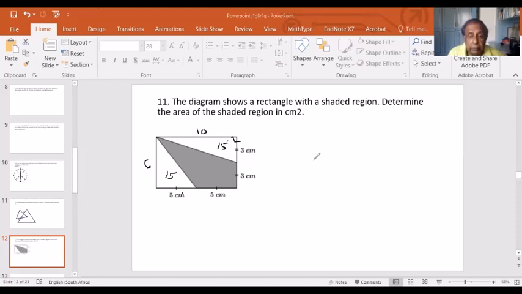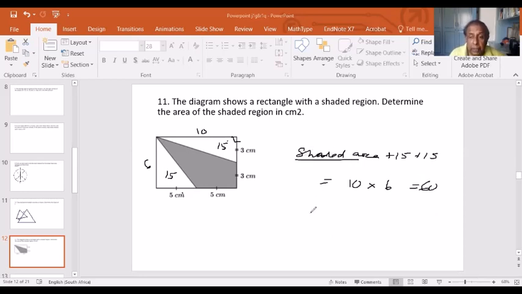The shaded area, which we're trying to calculate, when you add it to those two other areas, you're going to get the area of the rectangle. Because all these three give you the entire rectangle. And what is the area of the rectangle? The area of the rectangle is length times breadth. The length is 10, and the breadth is 6. 10 times 6 is 60.